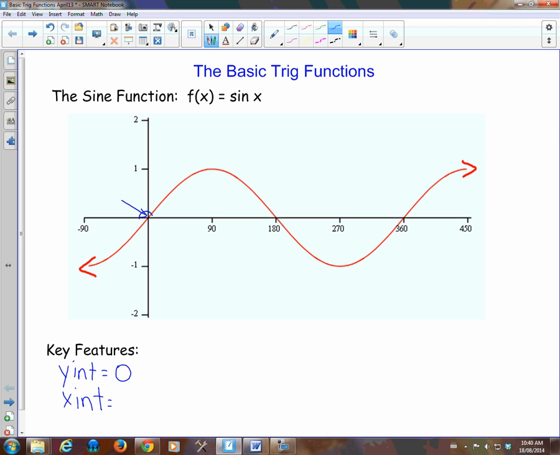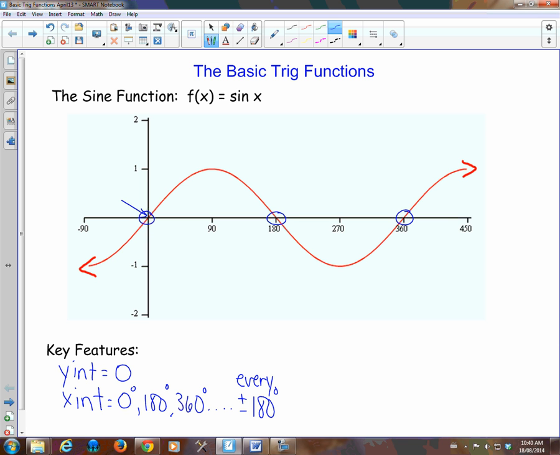We cross the x-axis at 0, and we curve up and down, and we cross the x-axis again at 180, and we cross the x-axis again at 360. That should be a bit of a pattern. 0, 180, 360. It seems that every 180 degrees, whether I go forward or backward, plus or minus, we're getting an x-intercept. So every 180 degrees, we get an x-intercept.